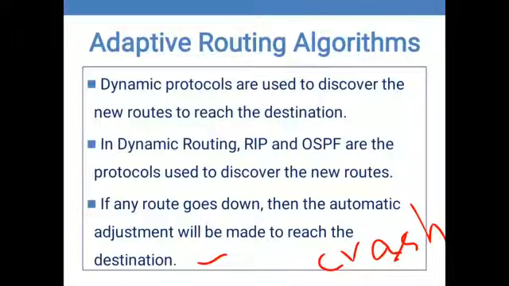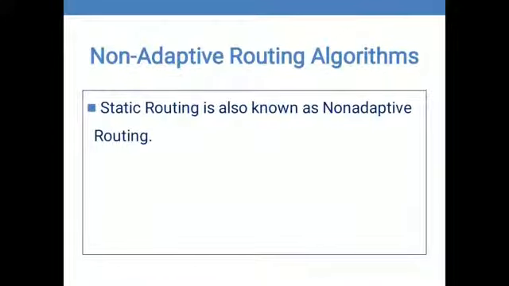So if any route goes down, then the automatic adjustment will be made to reach the destination. Route goes down means any router crashes, or there is any problem with the network. Then by using this adaptive routing, the automatic adjustment will be done immediately, which is used to reach the destination. That is possible by using adaptive routing algorithms. Now coming to non-adaptive routing algorithms. The other name for the non-adaptive routing algorithm is the static routing algorithm.